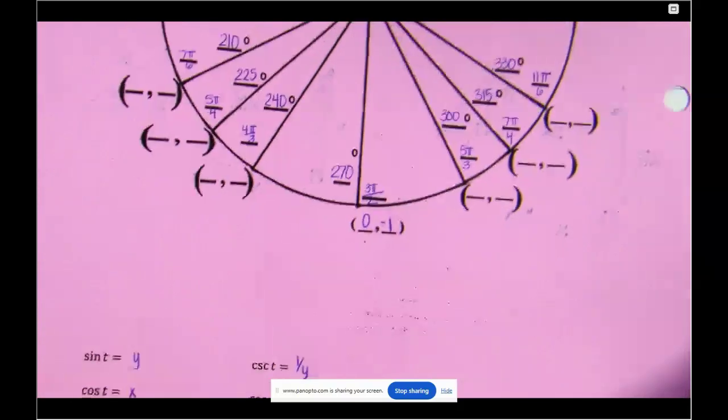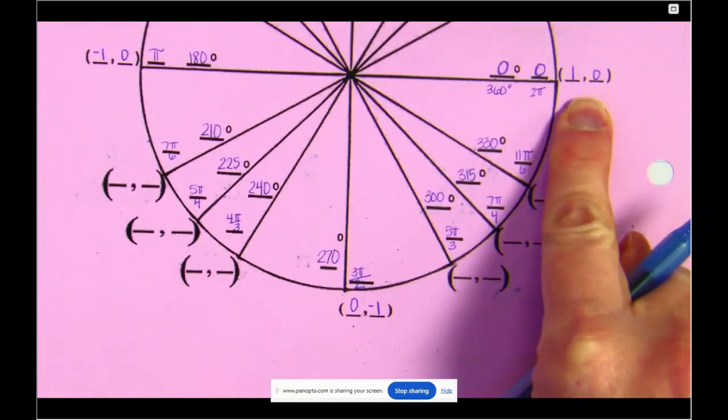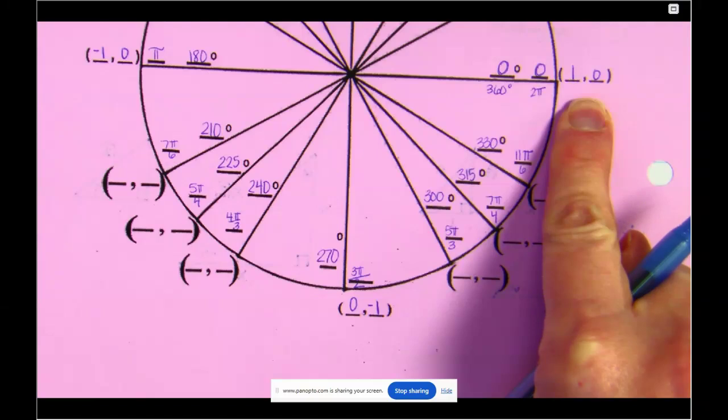1, because cosine is x. You can read that down at the bottom left. So the x value of the coordinate is 1. Okay?